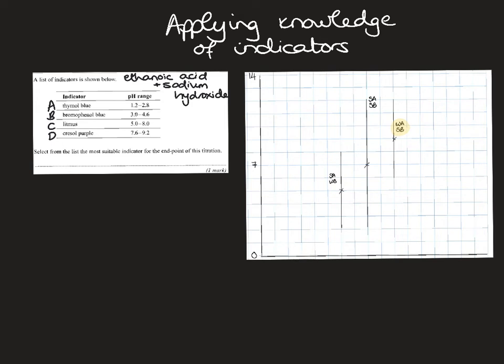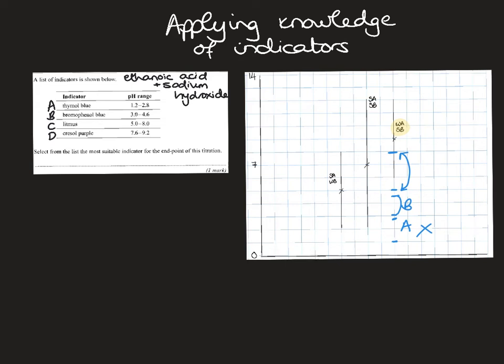So if it was thymol blue, it says that the indicator pH range where it changes is 1.2 to 2.8. So kind of there to kind of there. So that is indicator A. So we know that that's no good because it's not touching our pH curve at all. So let's do the next one, bromothymol blue, which is from 3 to about 4.6. And again, it's not touching our curve at all, is it? Next one, litmus, indicator C, from 5 to about 8.